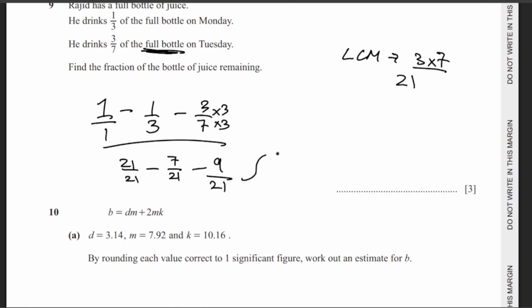Now we can combine that into one thing. So 21 minus 7 minus 9, which you could do real quick on the side or whatever. The answer is 5. 5 over 21 is our final answer. Let me double check that from the marking scheme, and yes, that is correct.